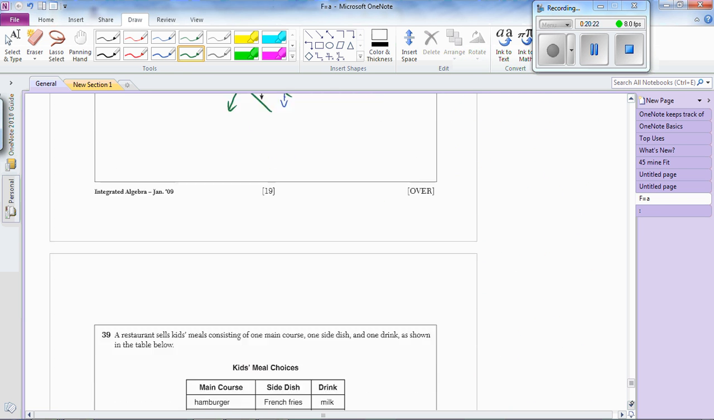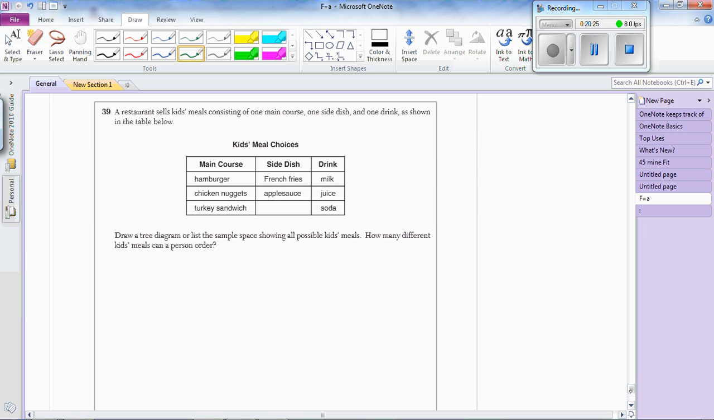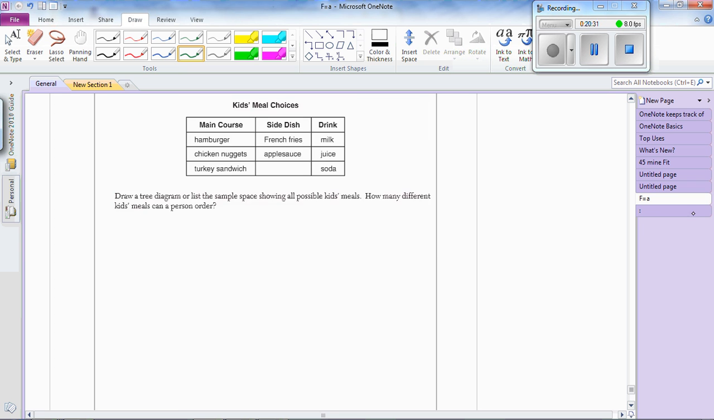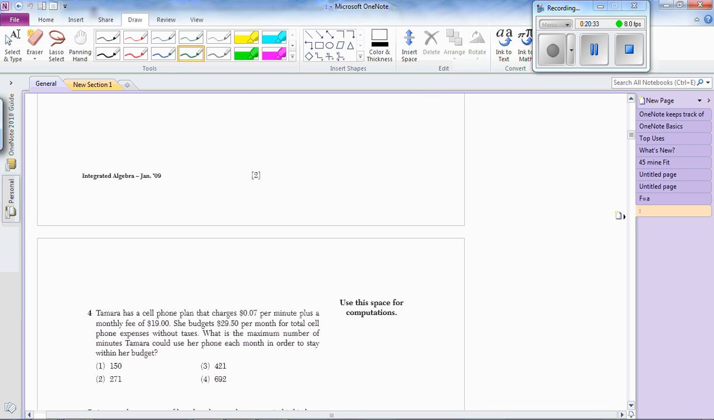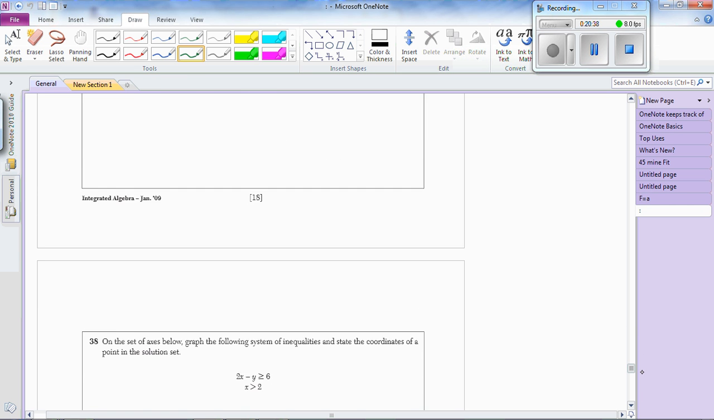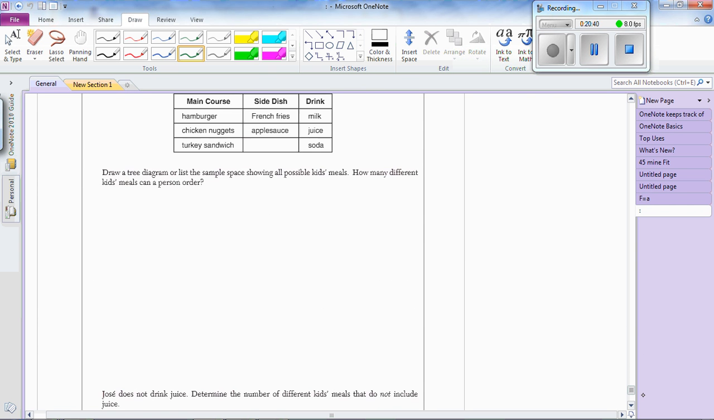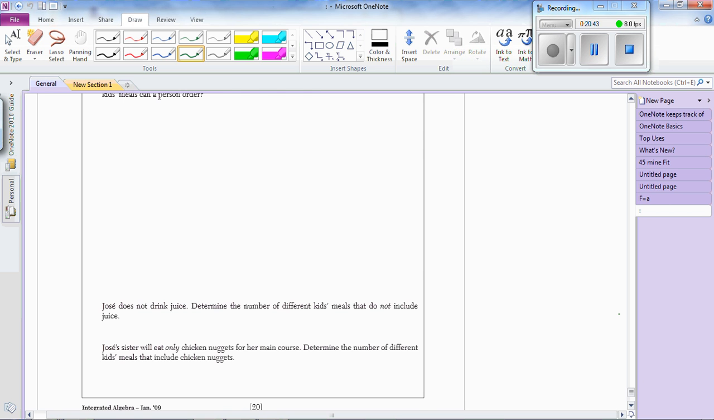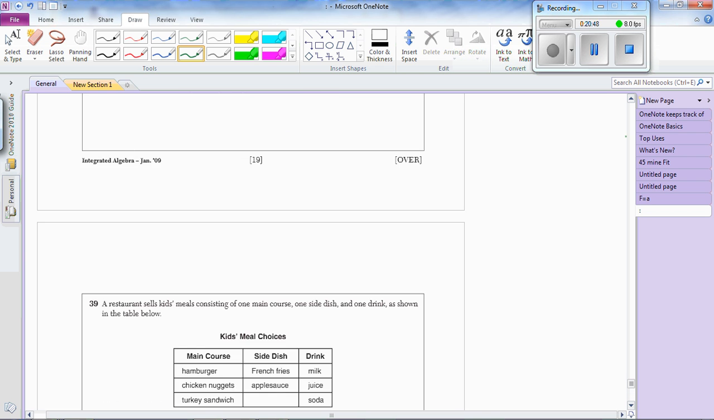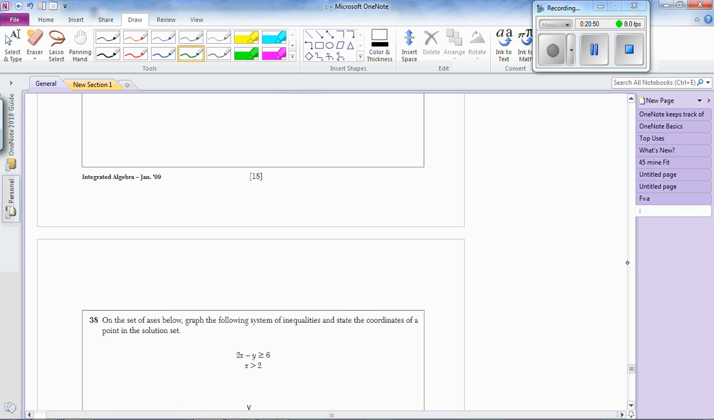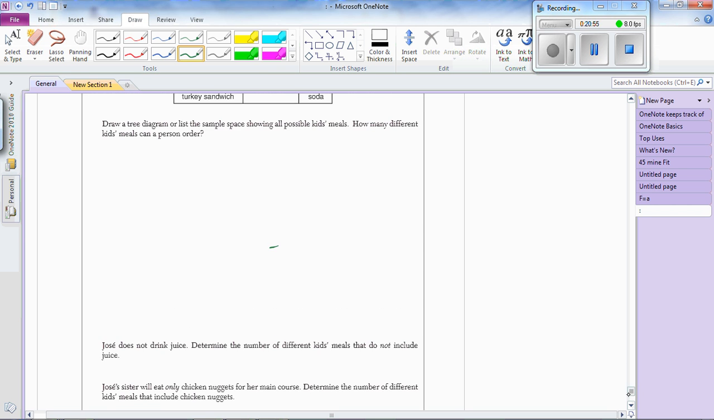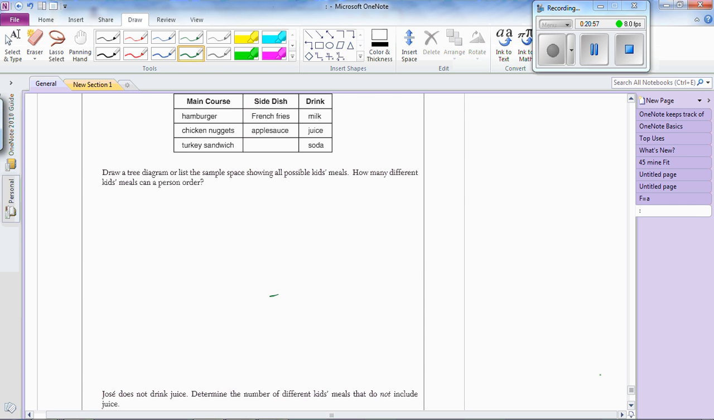One last problem. Draw a tree diagram or list the sample space. I'm doing a tree diagram. Oh, what the heck just happened? I don't even know what just happened. Did everything gone away? All my work's gone. That's really weird. I'm telling you, every time I touch this thing, something happens weird. Let's just do this, but we'll finish this problem off.